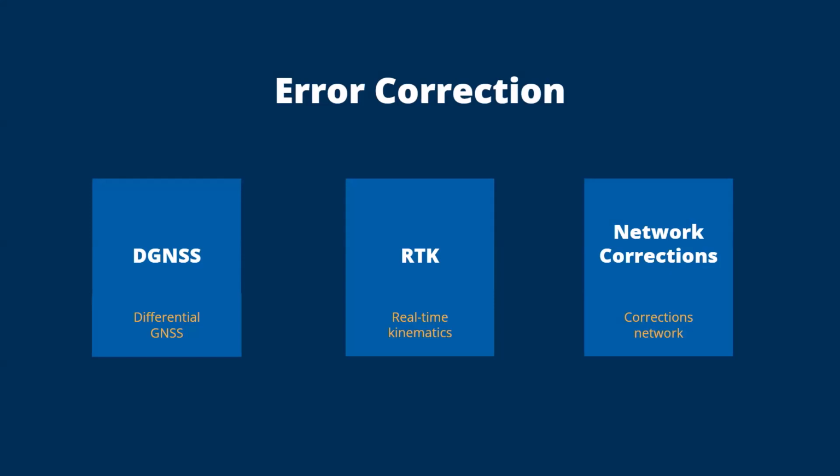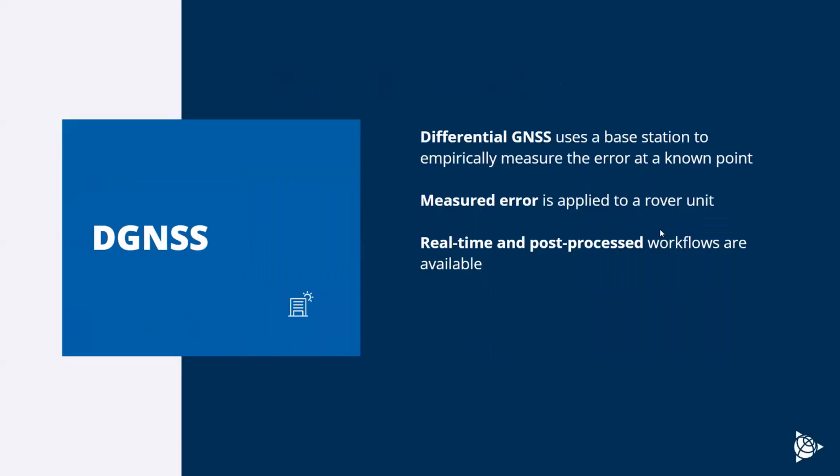So getting into that in a little bit more detail. Differential GNSS is the basis, the foundation for most of the corrections that we do. Differential GNSS uses a base station at a known point, and then empirically measures the difference between the known point and the measured point. And then it can apply this offset to a rover unit.